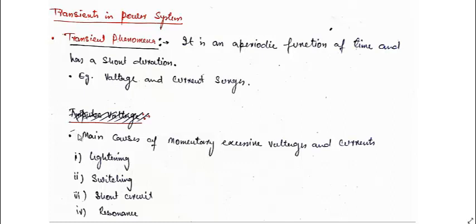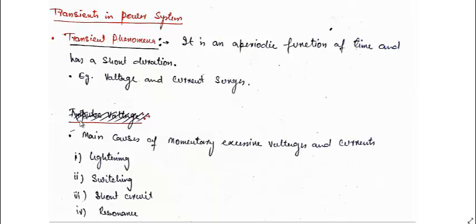First, let us discuss the main causes of these momentary excessive voltages and currents. They are very short duration; that's what is meant by momentary. The first one is lightning. Lightning is a cause of this transient phenomenon. Switching: when we put the load on or off the system, or in other words, when we open or close the circuit breaker, that's what is meant by switching. This also results in transient phenomena, or surges, on the system. Short circuits also result in the same, and so does resonance.